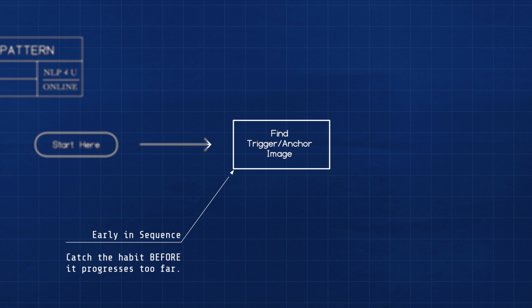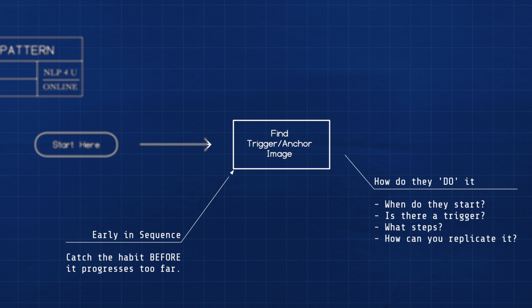The easiest way to find a trigger image is to walk the client through how they do the behaviour. The Richard Bandler technique of asking, if I were to take your place for a day, how would I do the behaviour, is a great way to start. Using our nail-biting example, the client brings their hand up to their mouth to start biting. So this is an ideal trigger image.